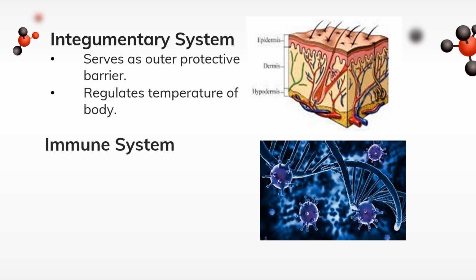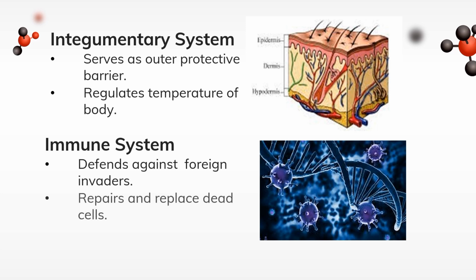Next, there is immune system, which contains white blood cells and lymphoid organs. This system defends against foreign invaders such as bacteria, viruses, and against body cells that have become cancerous. This system also paves the way for repairing or replacing injured or worn out cells.